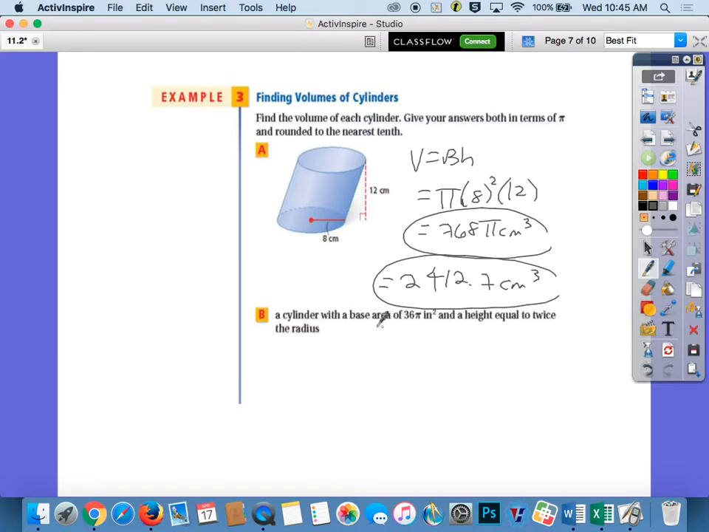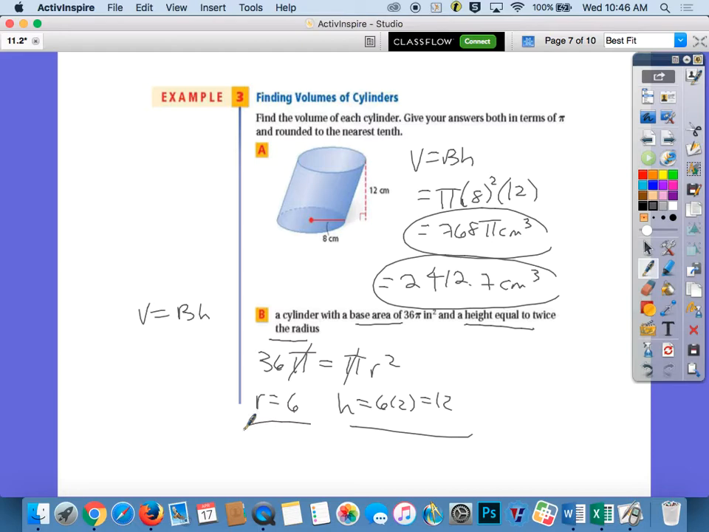A cylinder with a base area of 36 pi inches squared and a height equal to twice the radius. And I still want to find the volume of it. So I know that volume equals area of base times height, and the area of the base is 36 pi. And then it tells me the height is equal to twice the radius. My question mark is my radius, but we can find that. So 36 pi is equal to pi r squared. That's my area formula. These guys cancel. Take the square root, and you get r equals plus or minus 6. In this case, we'll deal with the positive 6. So my radius is 6, and then my height is going to be twice that.